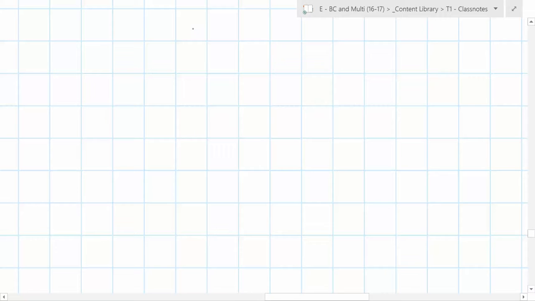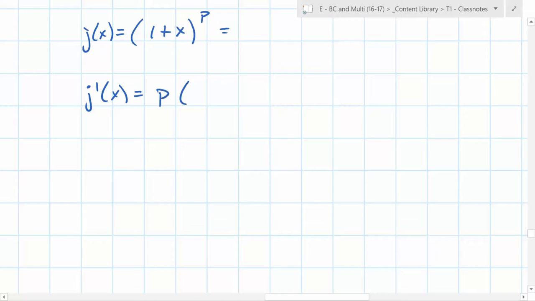So let's say I asked you this. Let's say I asked 1 plus x to the p power. Let's say I wanted to expand that. That's another way of saying equals. It equals something, right? The sum of a whole bunch of stuff, right? Oh, is it something to do with Pascal's, right? Something, right? So let's call this j of x. What's the first derivative? P times 1 plus x to the.